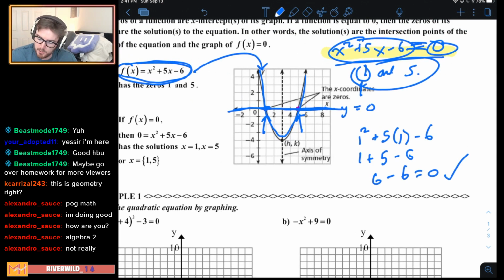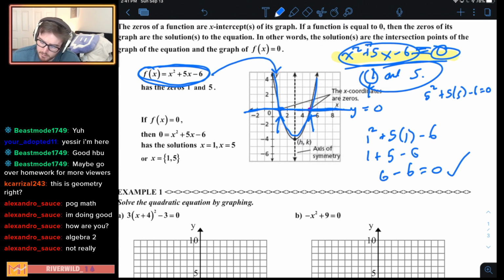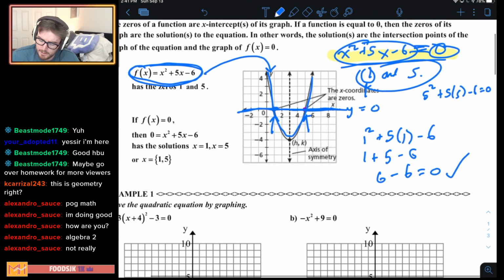Let's do it again. 5 squared plus 5 times 5 minus 6 equals 0. So 5 squared is... Wait, that's not going to work out. That's embarrassing. Hey, that's not going to work. Is that a graph right?